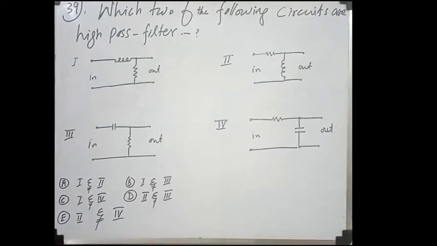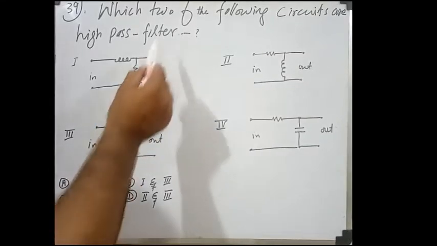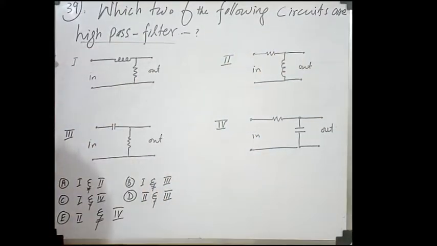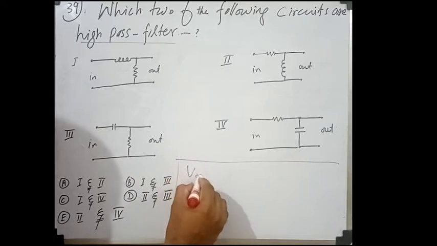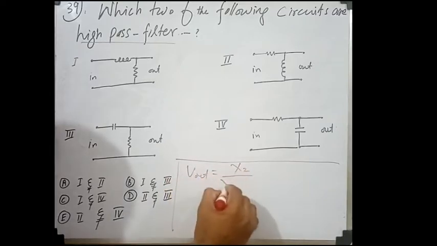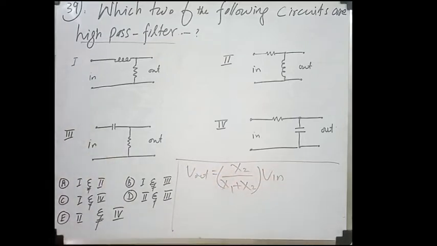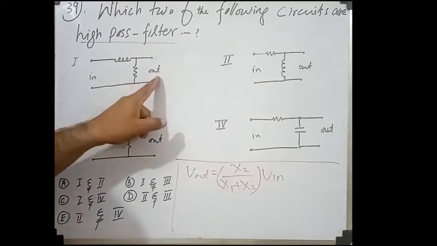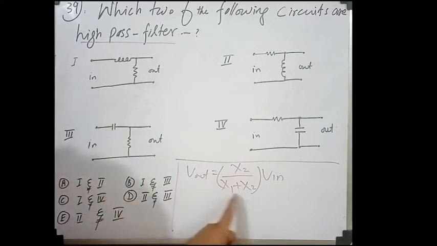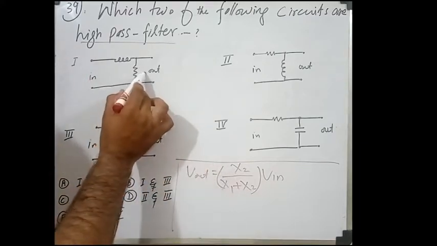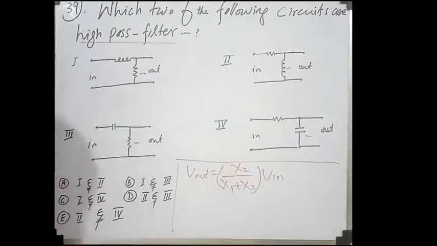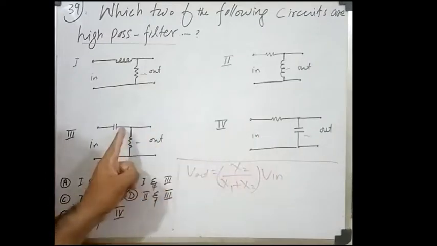Next problem is 39. Which two of the following circuits are high pass filters? There are 4 circuits given. Which two of these 4 are high pass filters, we have to find. For this we will use 3 formulas. The very first is V out equals X2 divided by X1 plus X2, times Vin. This is the voltage divider formula. The output voltage we get out of the input voltage by this formula. In each case, this component is X2 and this component is X1.